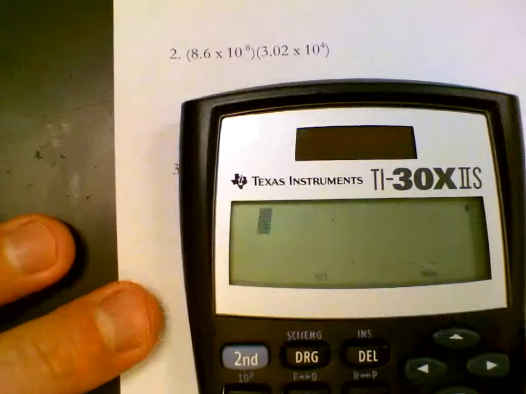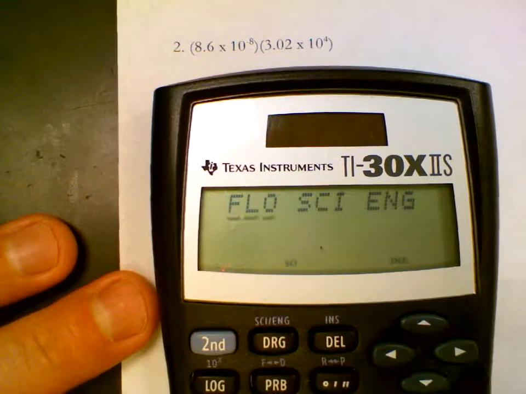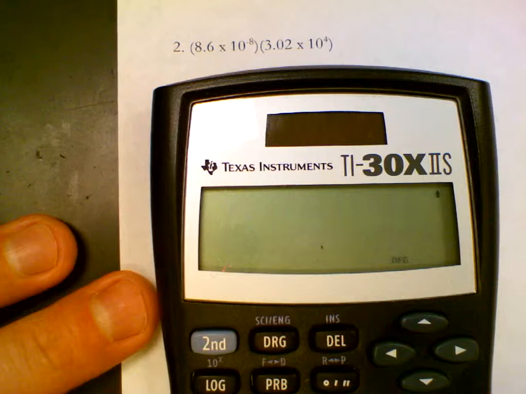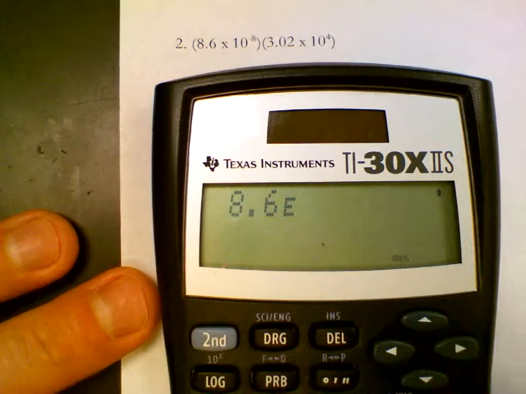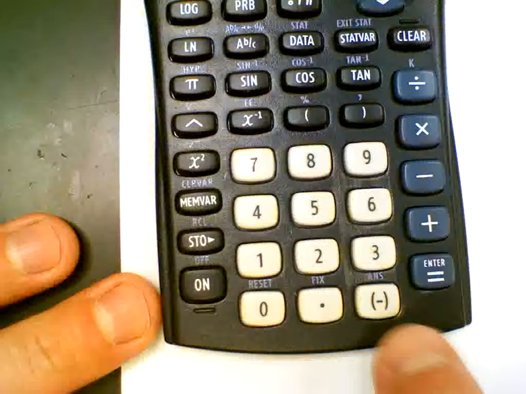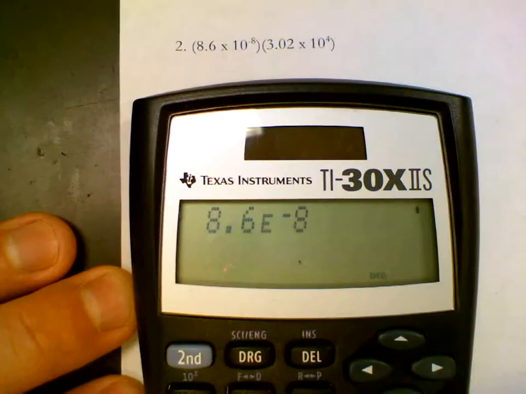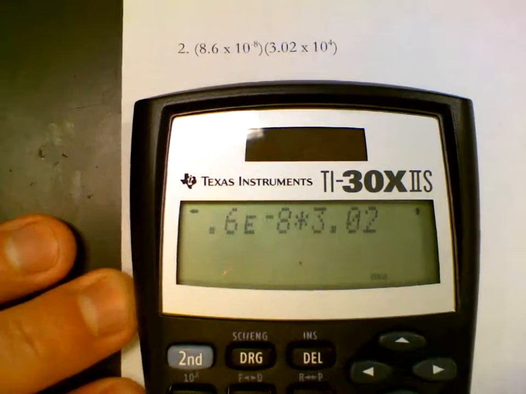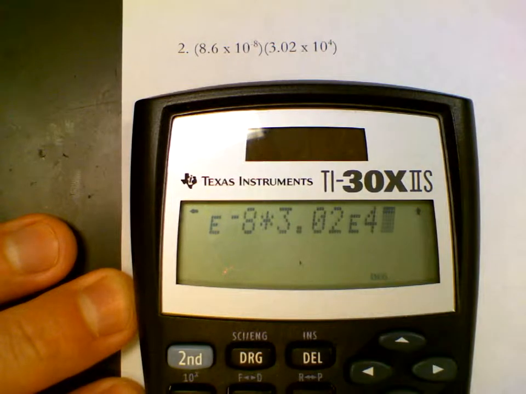So number 2, I'm going to type in my number. Let me get out of scientific, back to flow. Type in my coefficient, 8.6. Second key, EE. Only one E is listed. This is -8, so I'm going to hit my negative key. That was this one down here, not the minus. Negative is the one we want. -8 times 3.02. Second key, EE. Only one E shows up, times 4, E to the 4th. And enter.